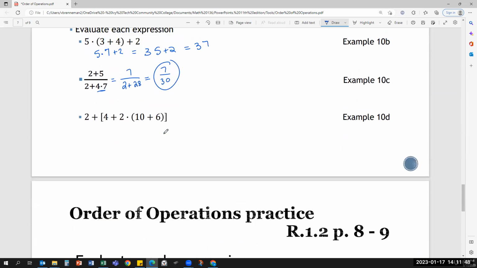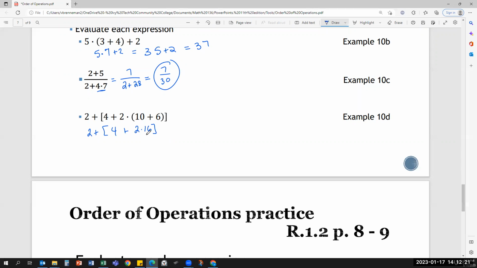All right, and then we have these multiple levels of parentheses. So the 10 plus 6 is grouped within parentheses and multiplication and brackets. So it has these multiple levels. I'm going to do that first. So we have then 2 plus bracket 4 plus 2 times 16. The brackets are the same thing as parentheses. Basically, when there's multiple levels, they tend to alternate parentheses and brackets just so it's easier to keep track of where they each start and end.